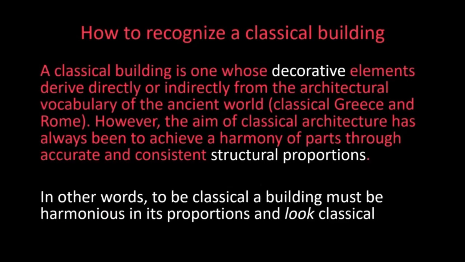But how do we recognize a classical building? Well, a classical building is one whose decorative elements derive directly or indirectly from the architectural vocabulary of the ancient world, that of classical Greece and Rome. However, the aim of classical architecture has always been to achieve a harmony of parts through accurate and consistent structural proportions. So it's a twofold system, both decorative and structural. In other words, to be classical, a building must be harmonious in its proportions and look classical.